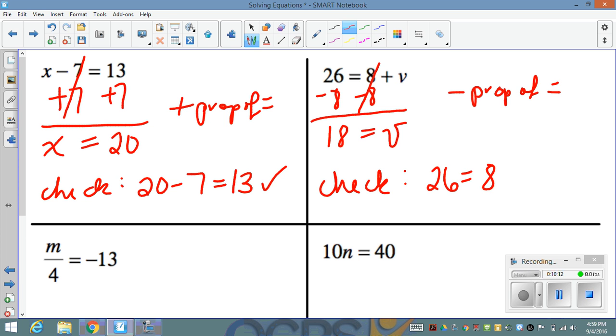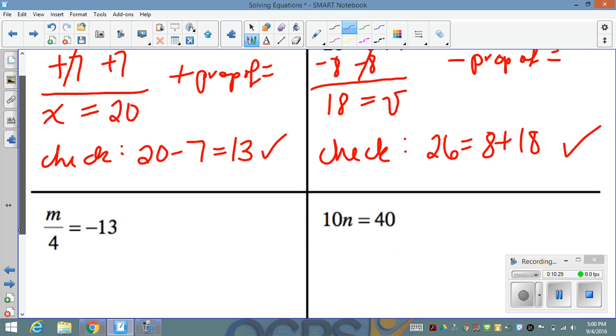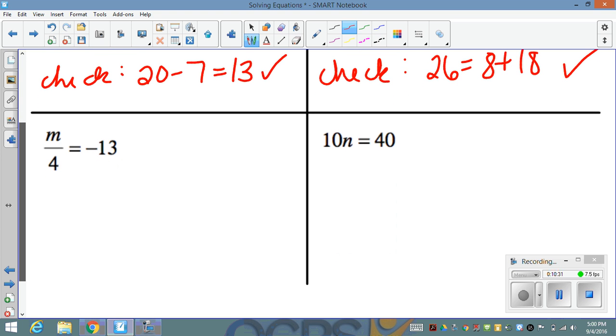And then again, I can do a quick little check. Is 26 equal to 8 plus 18? And the answer is yes. I had to do the addition real quick just to make sure I didn't make a mistake. Okay, so that's our addition property of equality and our subtraction property of equality. Let's go ahead and take a look at our last two examples.